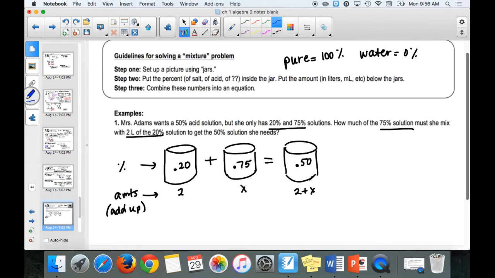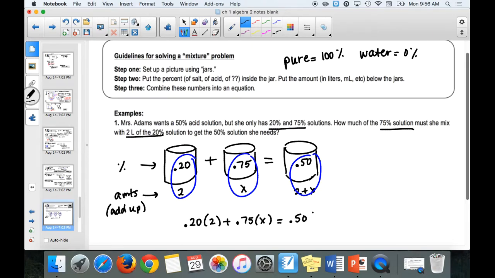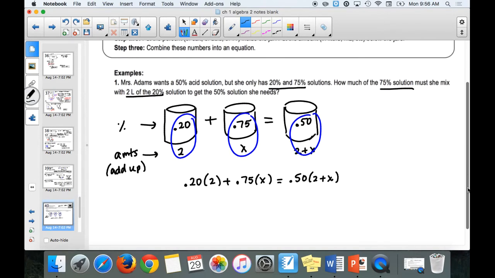Okay, now that we have that, we multiply. So we multiply here and here, here and here, here and here, and we set up our equation. So we're going to get 0.20 times 2 plus 0.75 times x equals 0.50 times (2 plus x). And then we solve for x. So you don't have to write all this. I'll do it really quickly for you.